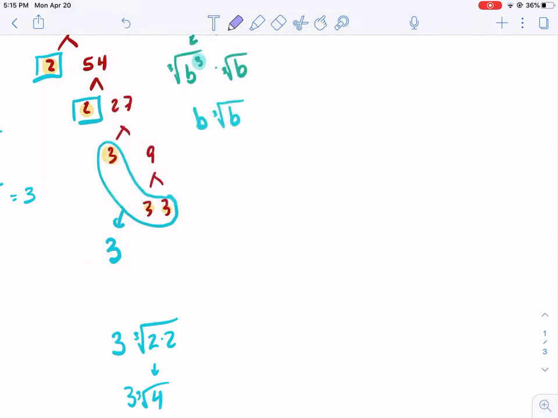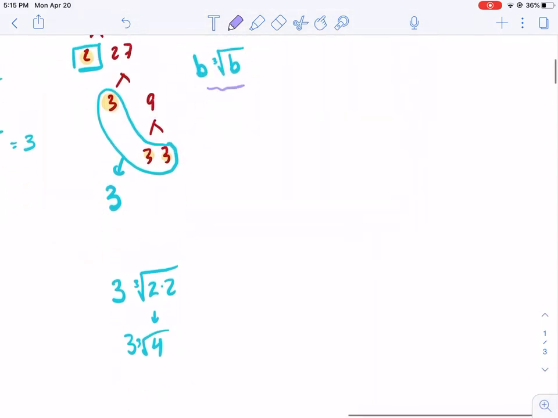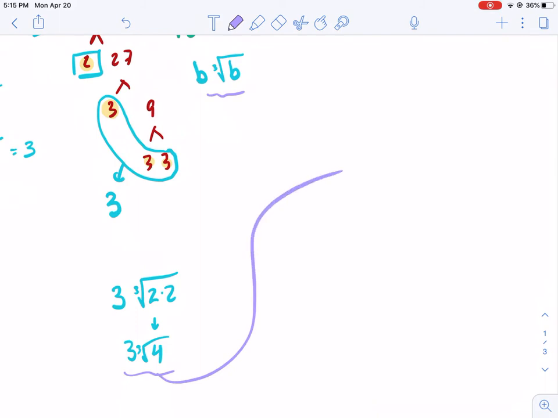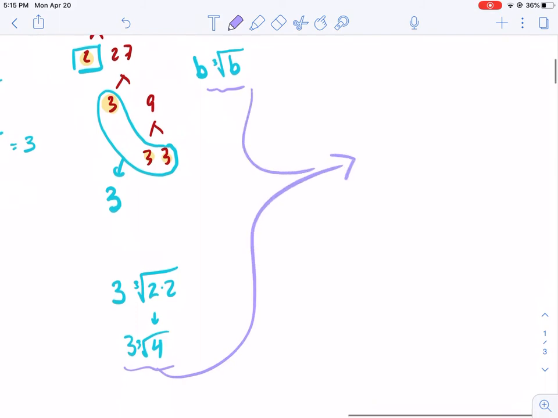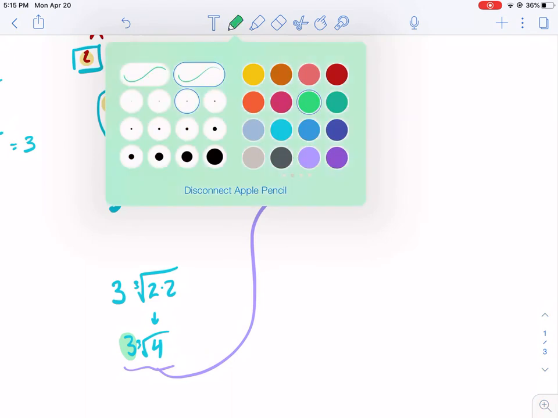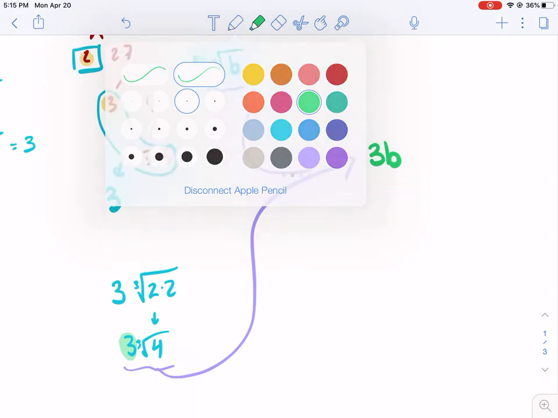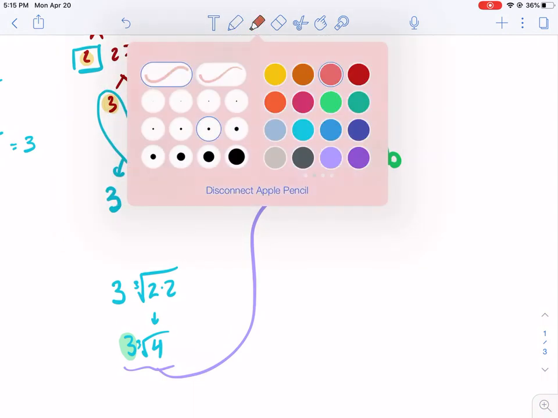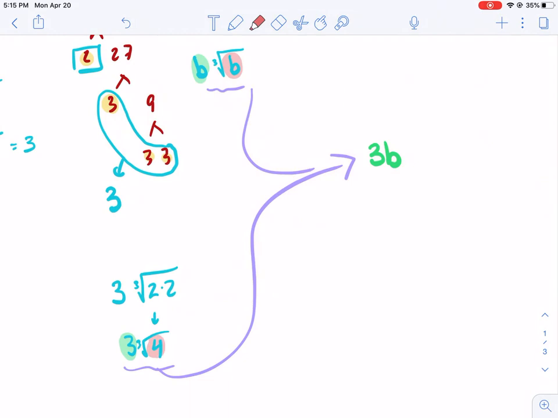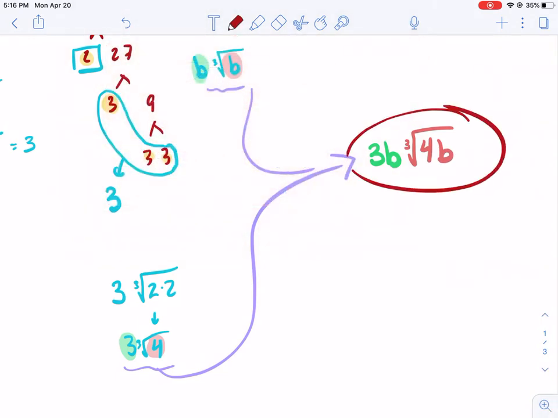Now we're going to combine these two. So that was our result over here. This is our result over there. We are going to combine the two here. So what's outside of the house? Well, the b and the 3 are outside, so we're going to leave those on the outside. So 3 times b. And then what's on the inside? On the inside, we have b and 4. So we're going to multiply those guys on the inside of the cube root. So that's 4b. And this is our final answer. 3b cube root of 4b.